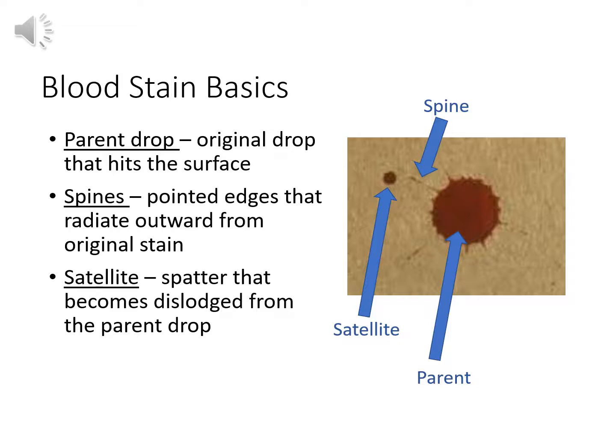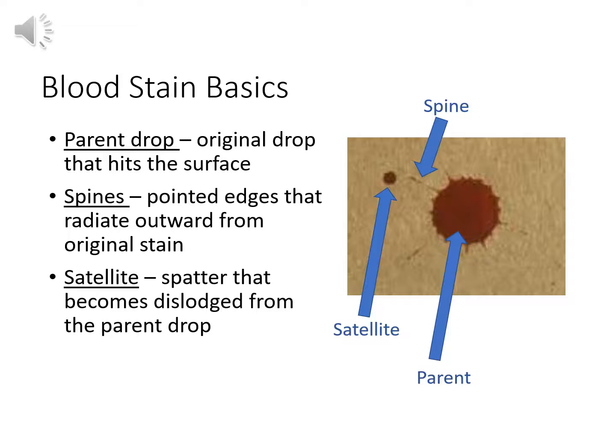And then finally, we also have in this case a fairly large satellite pointed out there that is spattered and becomes dislodged from the original parent drop. So again, though you won't always find the satellites, that just shows us that this particular blood drop, the parent drop, hit with either a particularly strong angle or force that allowed for that satellite to become dislodged. Again, the satellite's not its own separate blood drop.